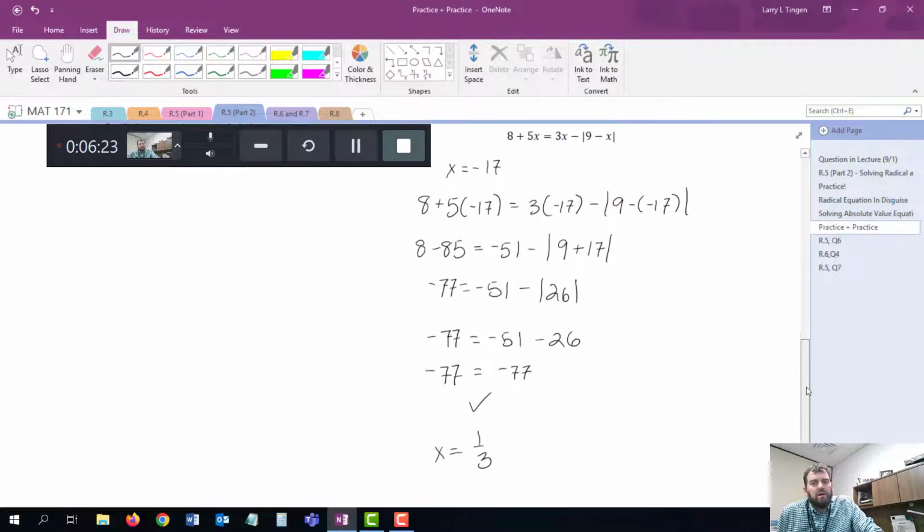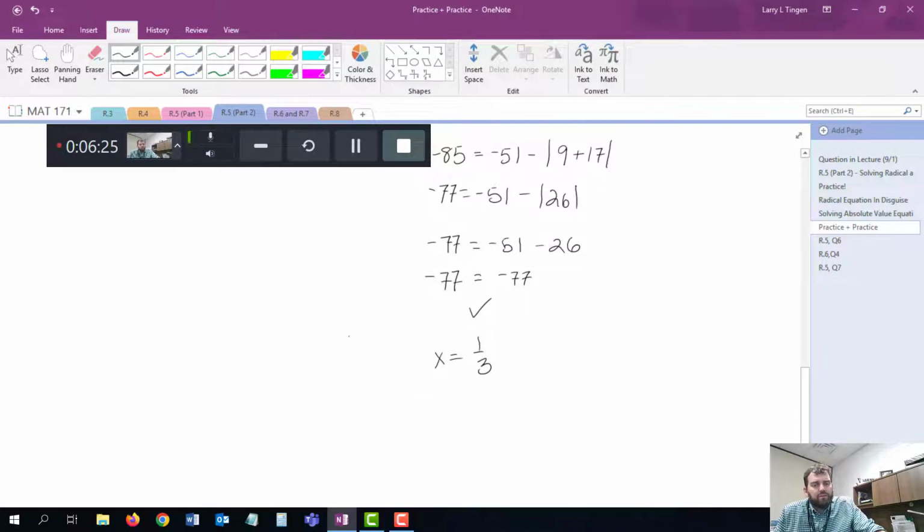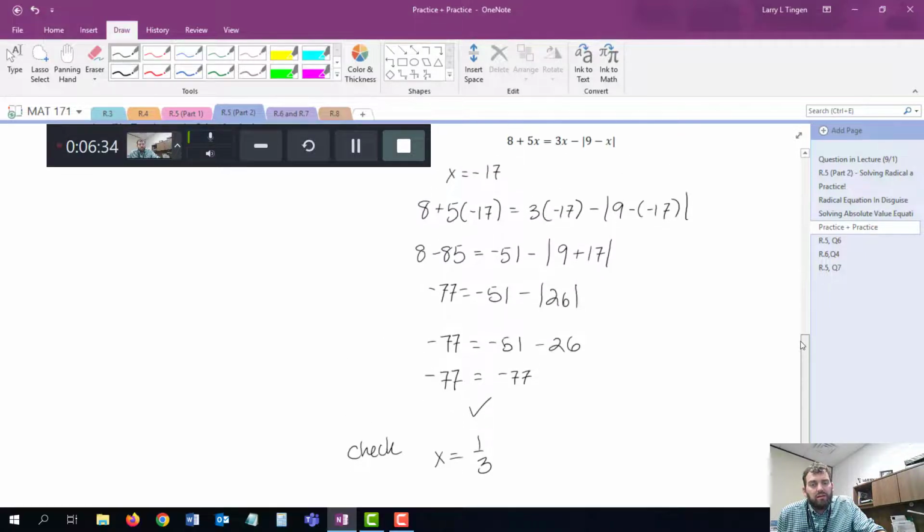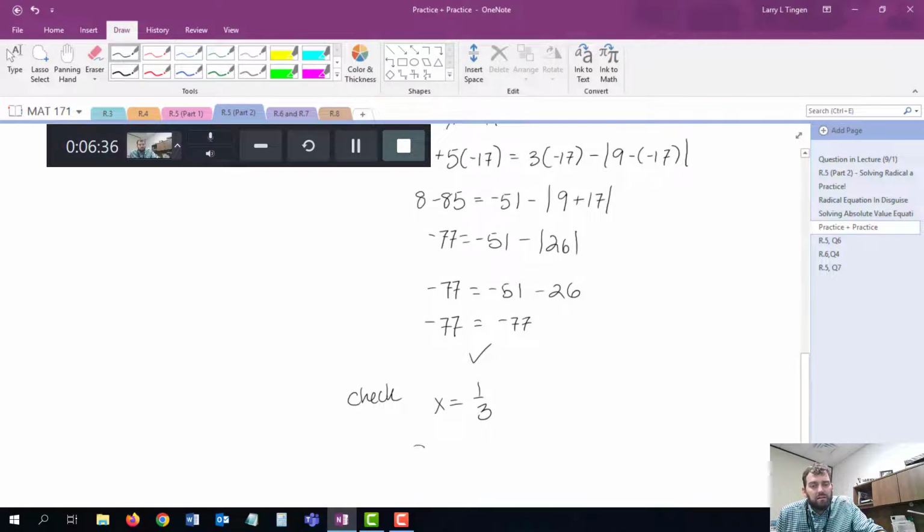Okay. Second part, if I check the 1/3, was it negative or positive? It was positive. So let's find that original. Oh, made the mistake I told you not to make. 8 plus 5 times 1/3 is equal to 3 times 1/3 minus absolute value of 9 minus 1/3.